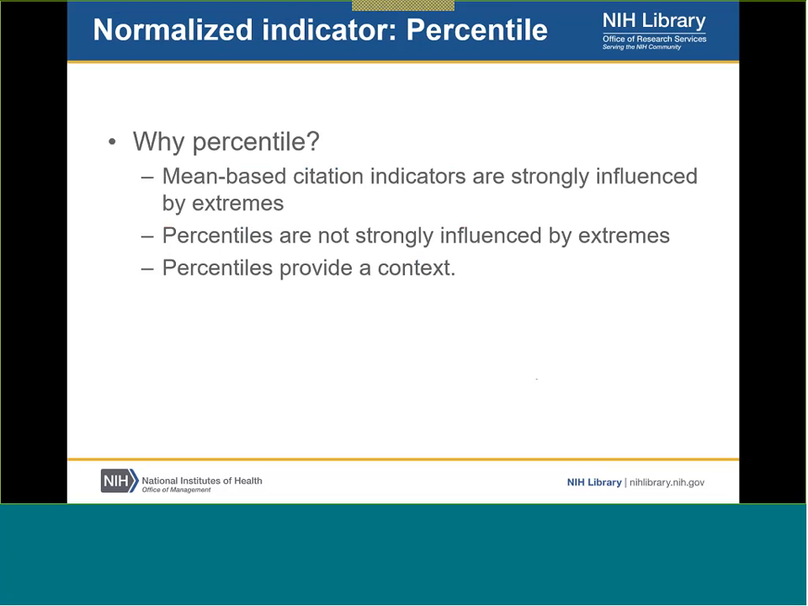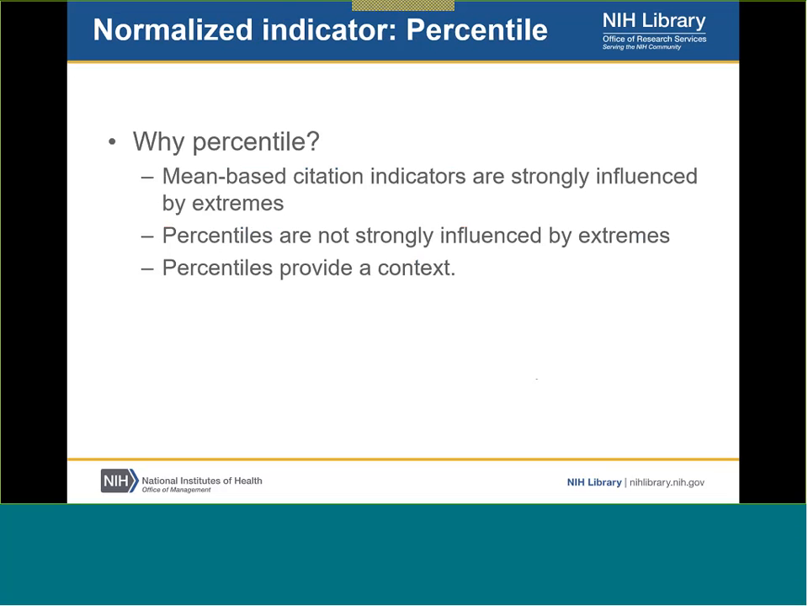Another type of normalized indicator is percentile ranking. I believe that all of us are very familiar with percentile. We see that a lot from maybe SAT, from GRE. So you know that when you're a 99 percentile, you're the top performer. So we want to know why we use percentile.